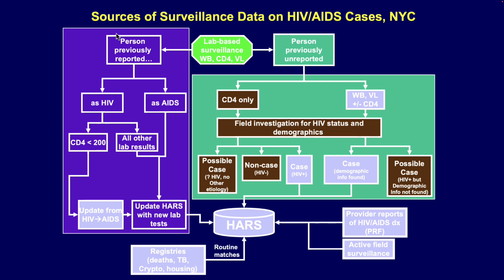And there are other registries that may be relevant or important to match with besides the death registry that can give you useful information, such as the tuberculosis registry, the cryptosporidiosis registry. These are both opportunistic illnesses that people with HIV are susceptible to, or the housing registry, which can allow the health department to assess the impact of the HIV epidemic in New York City's homeless population. Through routine matches, say every year, between the HIV registry and some of these other registries, it's possible to greatly augment the amount of information and the utility of the HIV surveillance system.